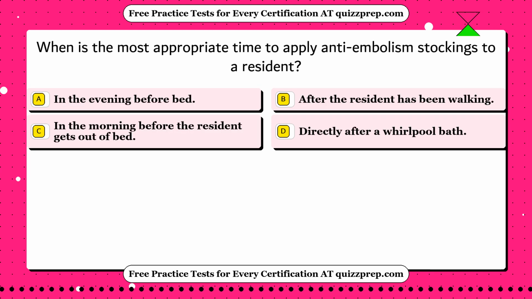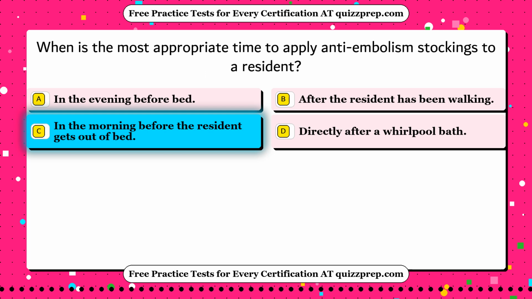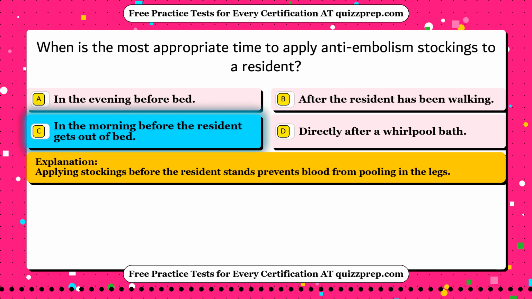Question 73. When is the most appropriate time to apply antiembolism stockings to a resident? Option A, in the evening before bed. Option B, after the resident has been walking. Option C, in the morning before the resident gets out of bed. Option D, directly after a whirlpool bath. The correct answer is option C, in the morning before the resident gets out of bed. Applying stockings before the resident stands prevents blood from pooling in the legs.